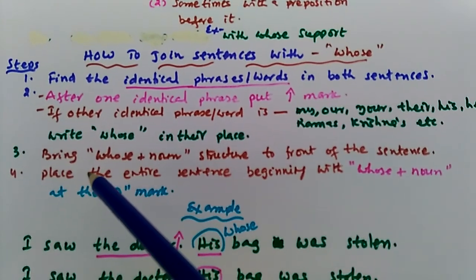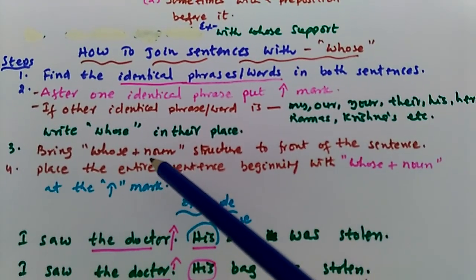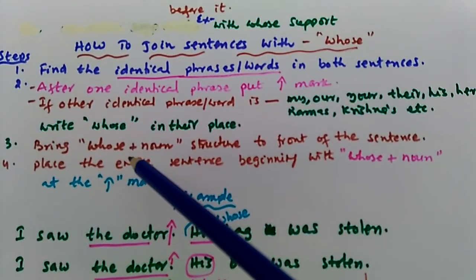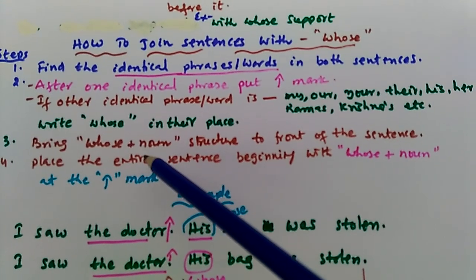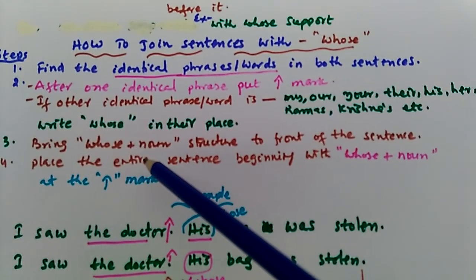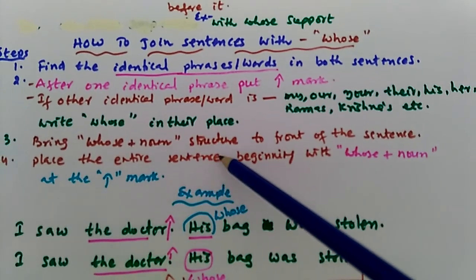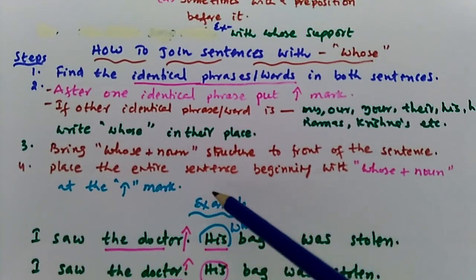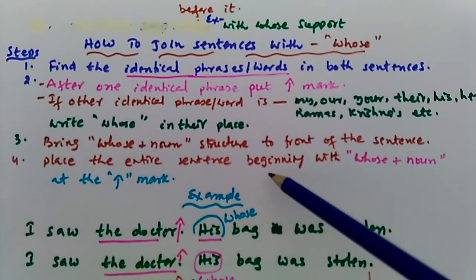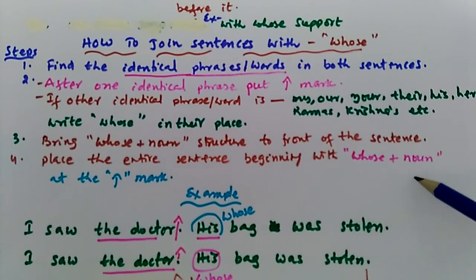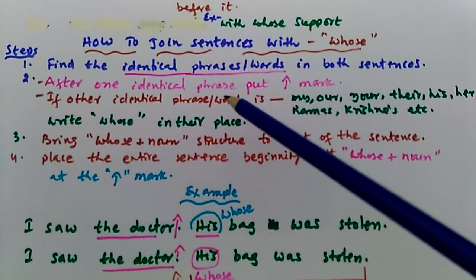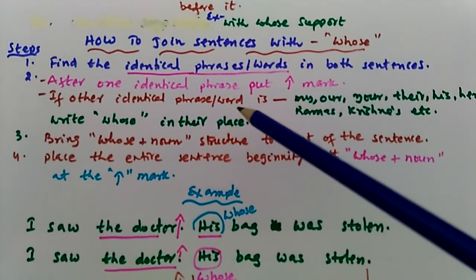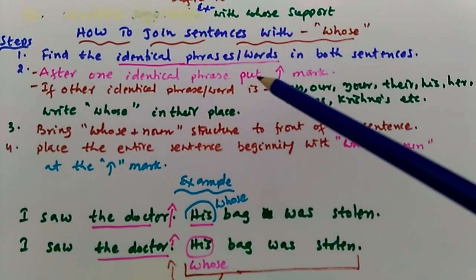And next, bring whose or whose plus noun. That means the noun always comes after whose in joining these sentences. So the whose plus noun structure is to be brought to the front of the sentence. And next, place the entire sentence beginning with whose plus noun at the arrow mark. These are some of the steps. If you follow these steps, we can easily join the sentences. Let us see with these examples.